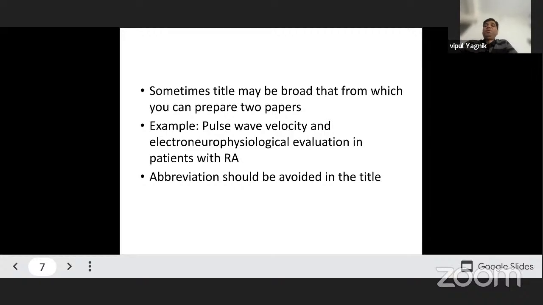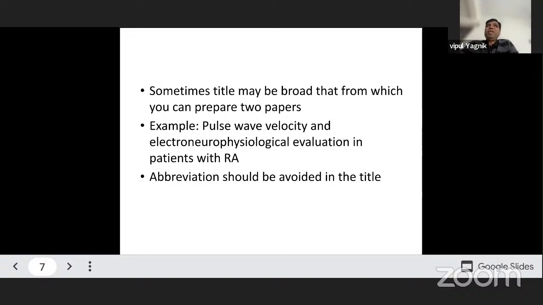Sometimes the title may be so broad that you can prepare two papers. For example, we received a paper on pulse wave velocity and electroneurophysiological evaluation in patients with rheumatoid arthritis. Here you can see the author has combined both vascular and neurological components, so that doesn't fit. It's better to make two papers from this type of article.